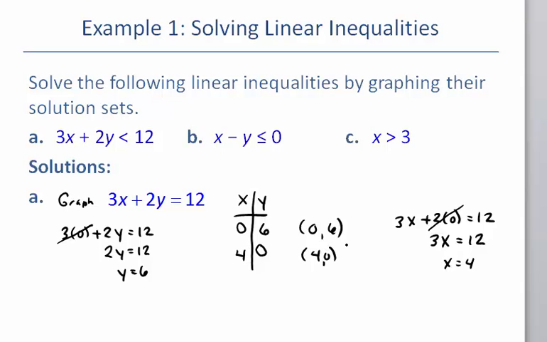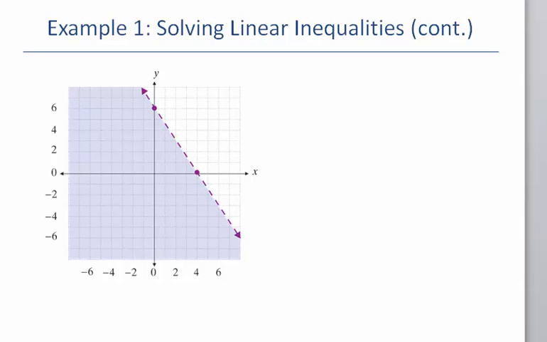So what I can do now is I can go to a graph and plot those 2 points, 0, 6 and 4, 0. And you'll see that that's been done on the next slide. So our points are 0, 6, and 4, 0. So on a graph, you're going to plot those 2 points: over 0, up 6. Okay, so here's the first one. And 1, 2, 3, 4, up 0 would be the second point here.